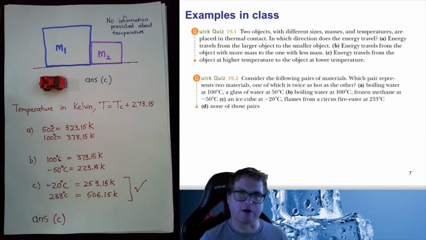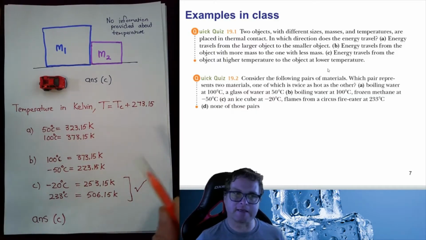In the first example, two objects with different sizes, masses, and temperatures are placed in thermal contact. In which direction does energy travel? Does it travel A, from the large object to the smaller object? B, from the object with more mass to the one with less mass? Or C, from the object at a higher temperature to the object with a lower temperature?